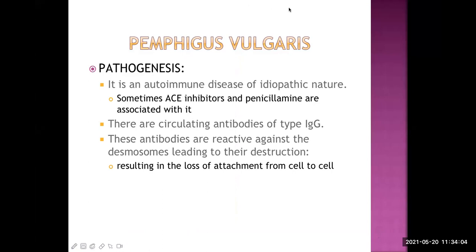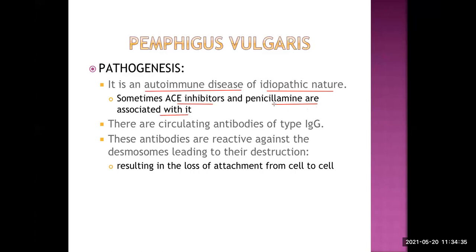Now let's talk about the pathogenesis of Pemphigus vulgaris. You already know what this pathogenesis is all about. This is an autoimmune disease, and we do not know what the cause is here. So this is mainly of idiopathic nature, but there are some hypotheses or precipitating factors involved here, like ACE inhibitors and penicillamine. Sometimes they are associated with Pemphigus vulgaris.